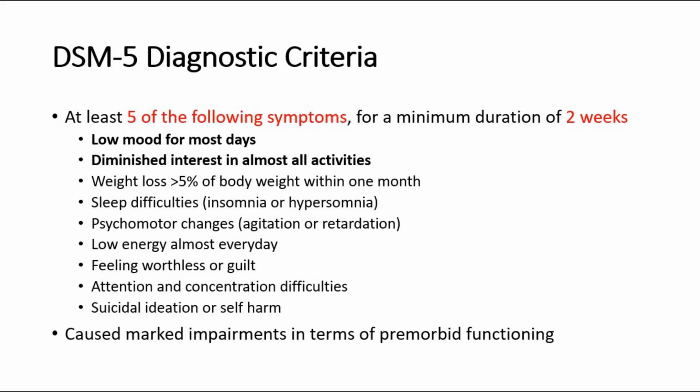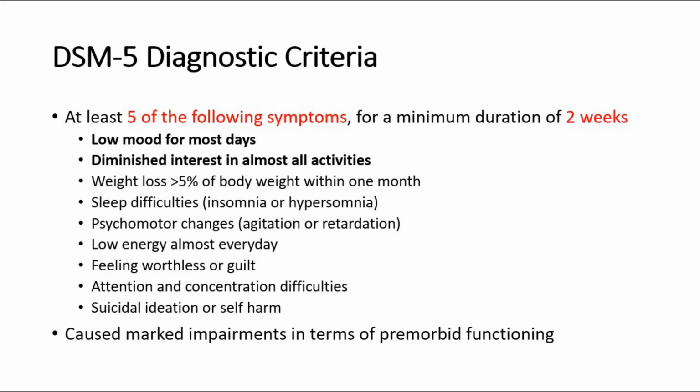Let's take a look at the DSM-5 diagnostic criteria for depression. To diagnose one as having major depressive disorder, they have to have at least 5 of the following symptoms for a minimum duration of 2 weeks. The two core symptoms are low mood for most of the day and diminished interest in almost all activities. Other symptoms include weight loss, more than 5% of the body weight.